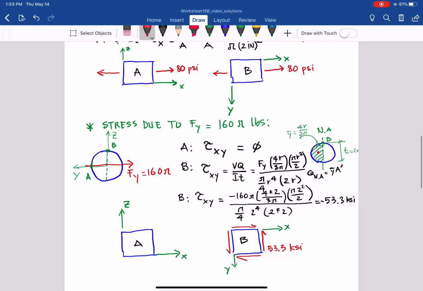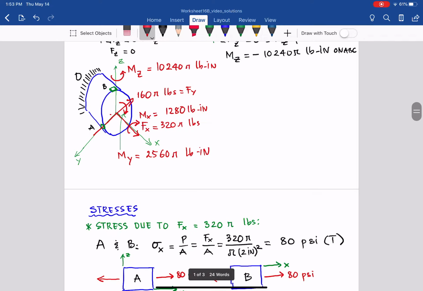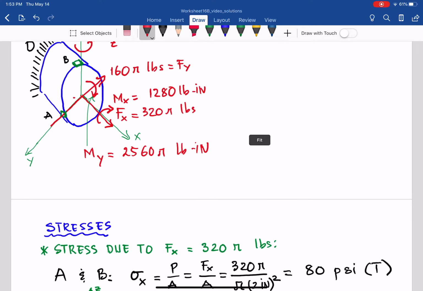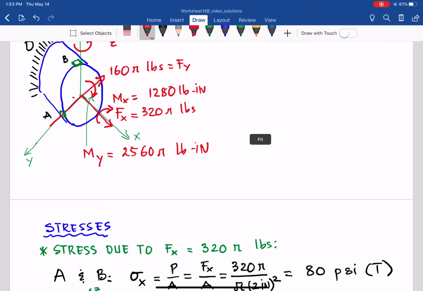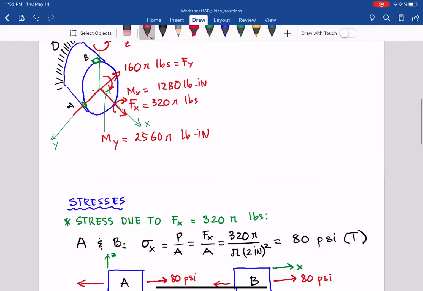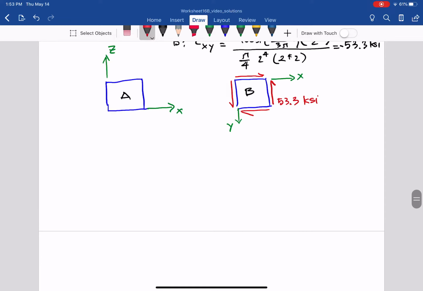And now move on to the load due to Mx. Mx, as you can see here, is about the x longitudinal axis. It will create a torsion. Mx is basically a torsion, so keep that in mind. And torsion will create shear stress on the cross section.